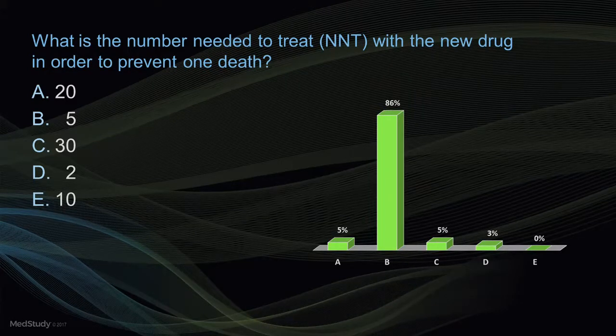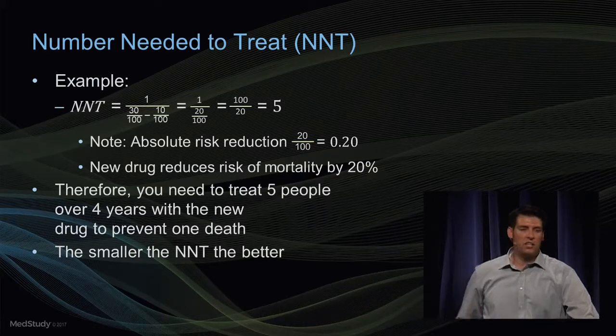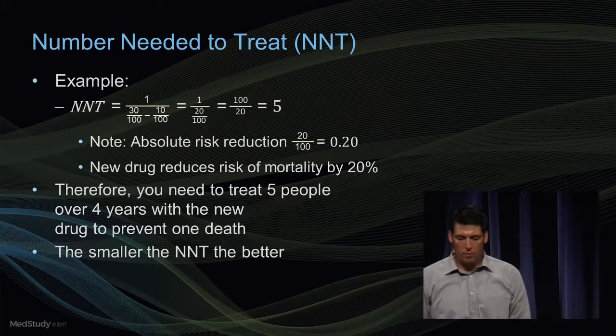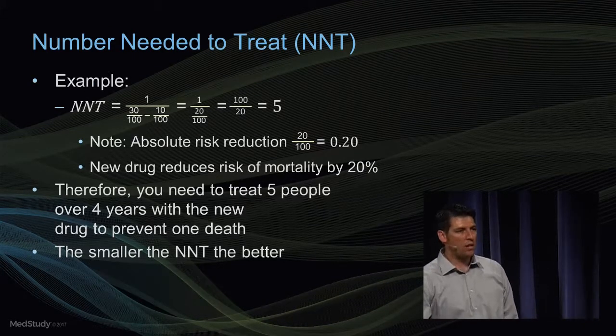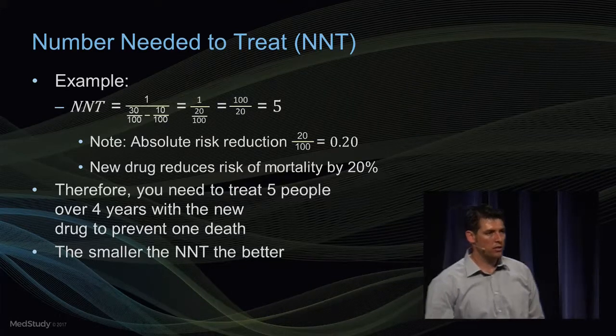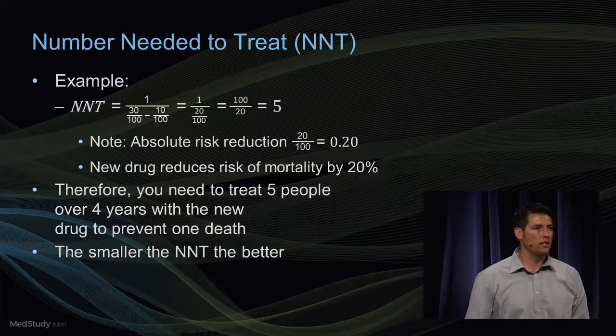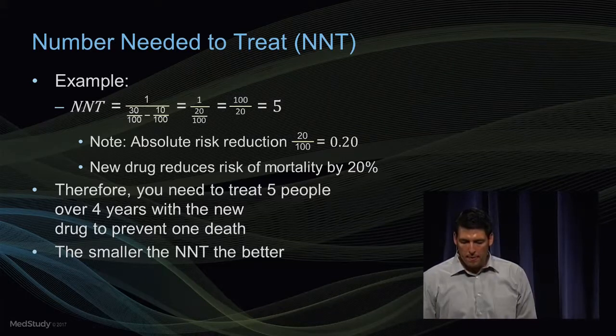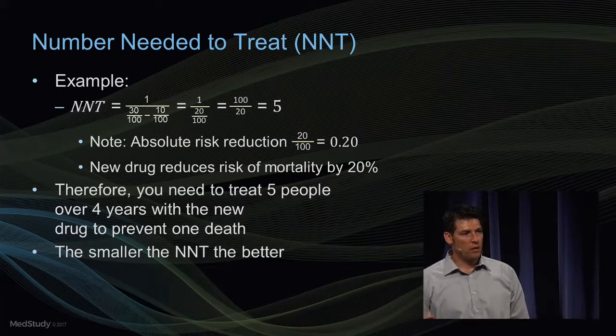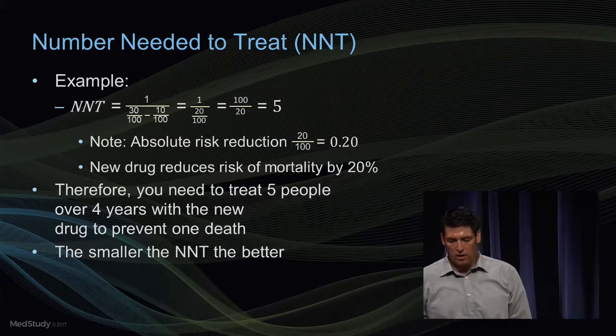Good. So 86% of you got that right in a very short period of time. I'm impressed. So the way that we could work that out is just sketching out on a little sheet of paper here. 30 out of 100 minus 10 out of 100 gives you 20 out of 100 in the denominator. And then we can invert that and get 100 out of 20, 100 over 20 equal to 5.